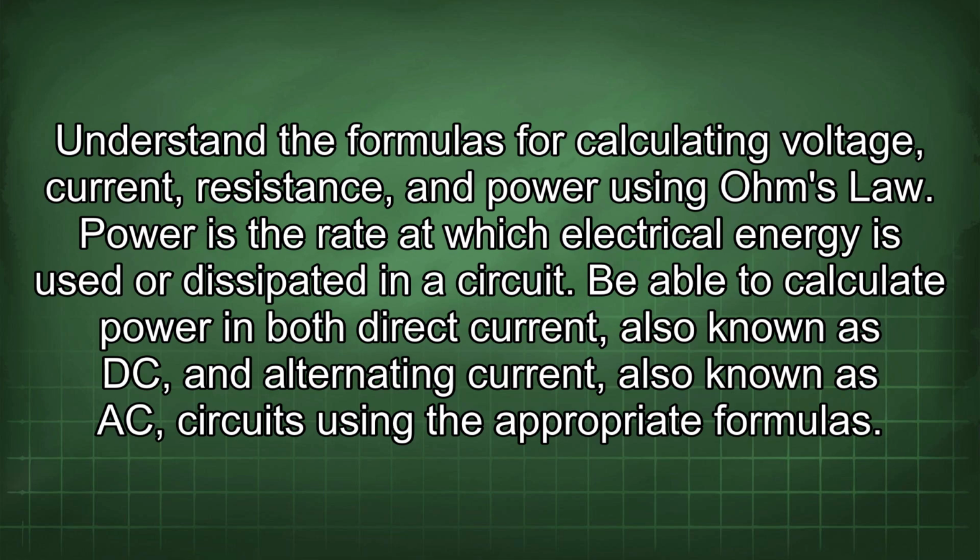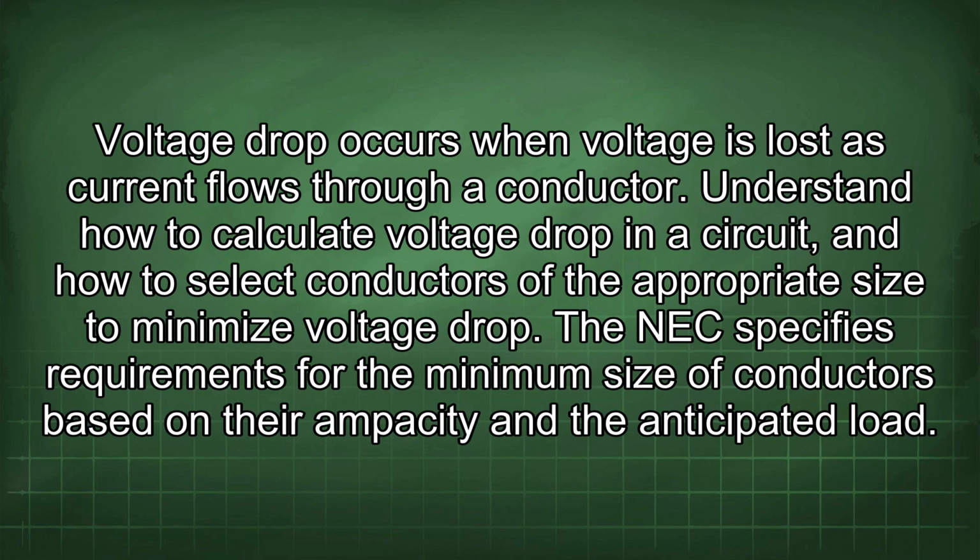Be able to calculate power in both direct current, also known as DC, and alternating current, also known as AC, circuits using the appropriate formulas. Voltage drop occurs when voltage is lost as current flows through a conductor. Understand how to calculate voltage drop in a circuit and how to select conductors of the appropriate size to minimize voltage drop. The NEC specifies requirements for the minimum size of conductors based on their ampacity and the anticipated load.